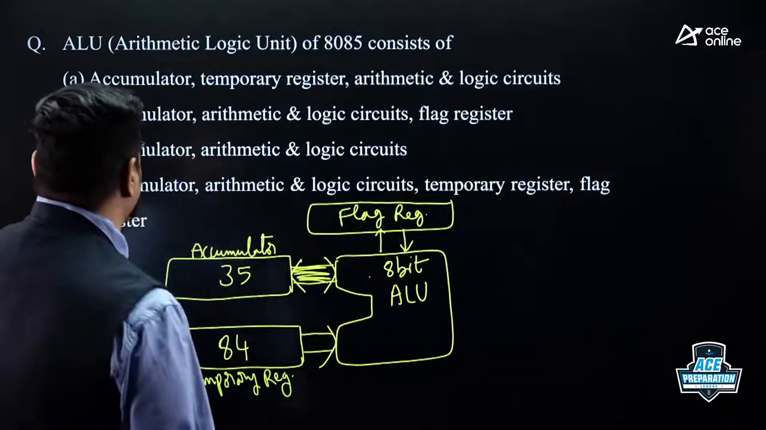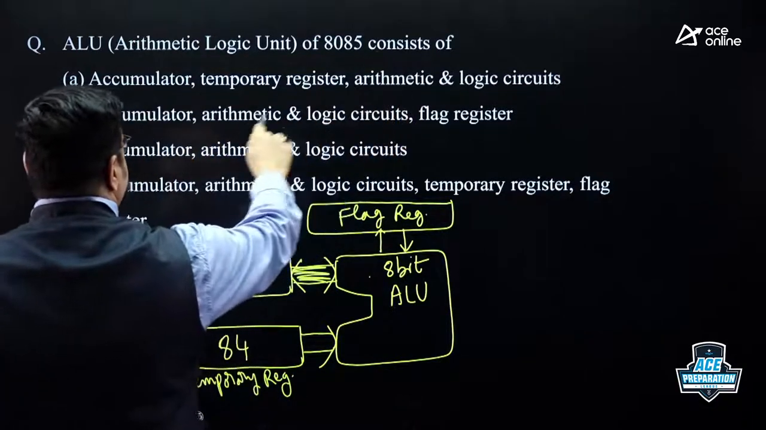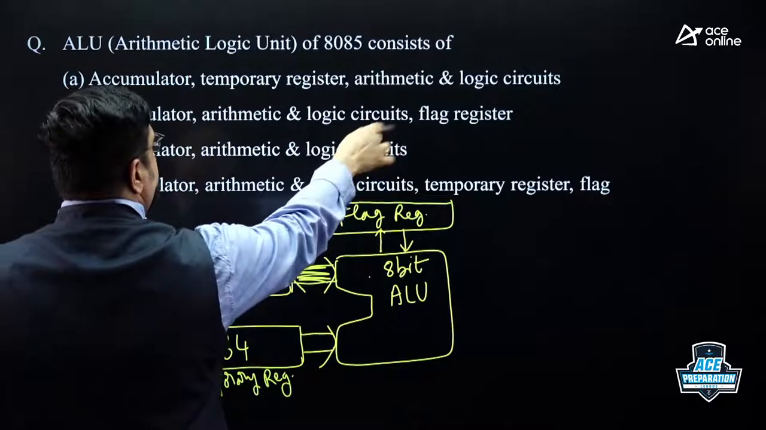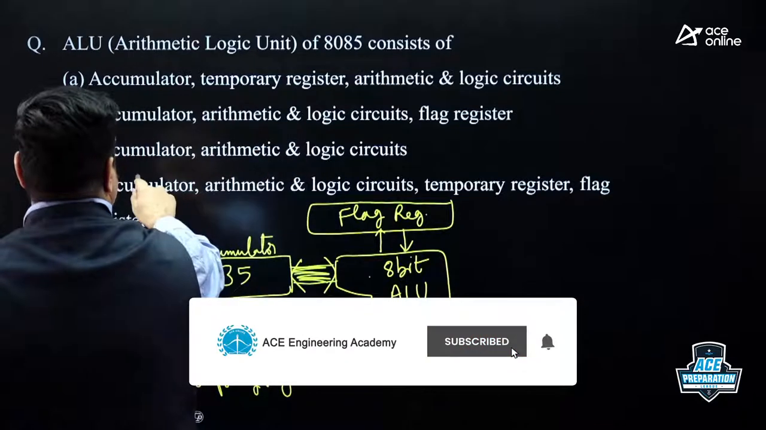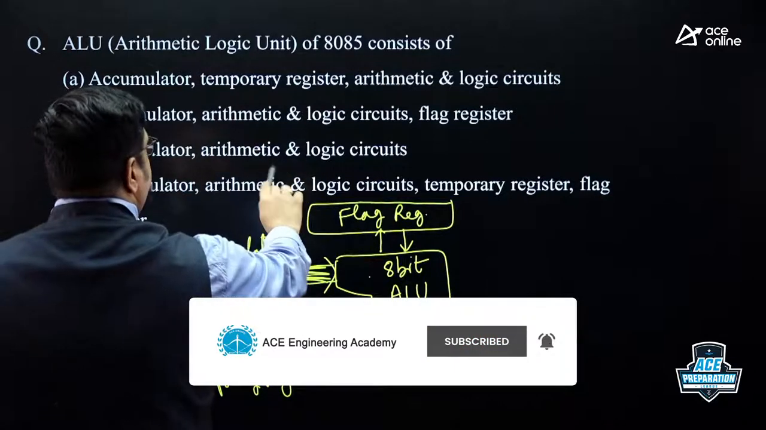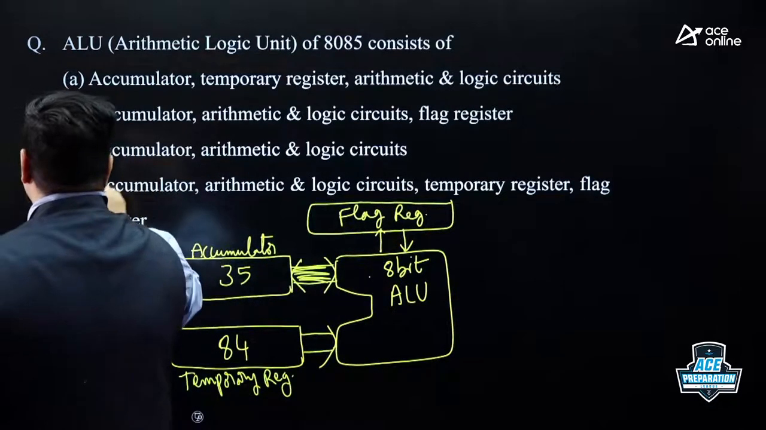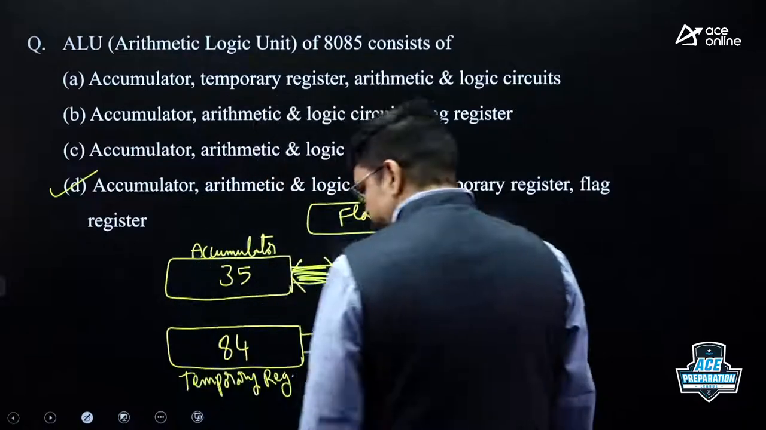Actually, four elements are there. Where is it given? Accumulator, temporary register, arithmetic logic: flag register is not given. Accumulator, arithmetic logic circuit, and flag register: temporary register is not given. Accumulator and arithmetic logic circuits: remaining two are not given. Accumulator, arithmetic and logic circuits, temporary register, and flag register is the answer. Option D is the answer.